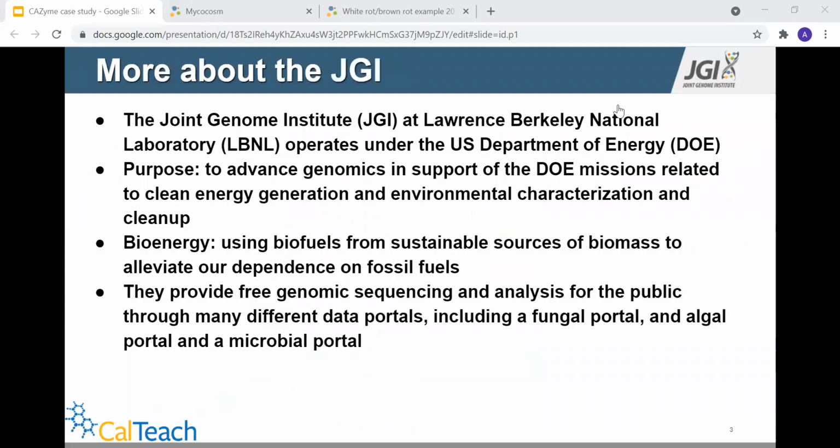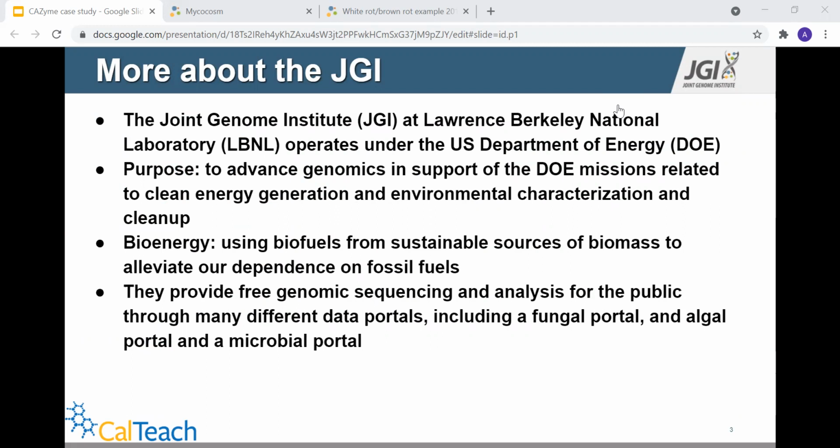What is the Joint Genome Institute? The Joint Genome Institute operates under the Department of Energy, and its goal is to advance genomics research related to environmental characterization and cleanup, and provides genomic analysis data to the public. The way it does this is through its multiple different data portals, including a fungal portal, an algal portal, and a microbial portal. The one that we'll be focusing on today is the fungal portal, called MycoCosm.